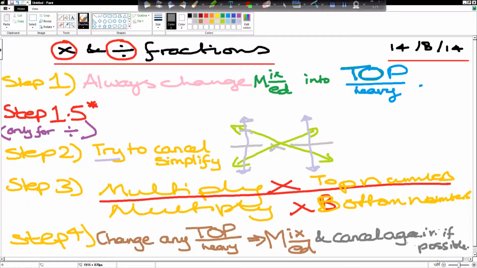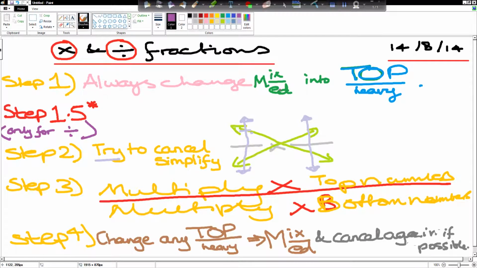Okay, that's what we do when we are multiplying and dividing fractions. We do step 1. If we are multiplying fractions, what do we do? We do steps 1, 2, 3, and 4. So for multiplying fractions, we do all 4 steps. Now what happens if we do division? We do all the 4 steps and one extra step, which is step 1.5, which we're going to do now. So this is the extra step for when we do division.